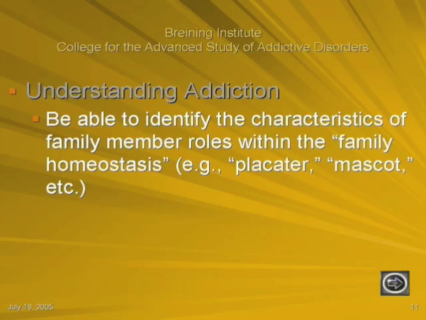Finally, know about family homeostasis, which is a balance or equilibrium that runs through families. It's a balancing behavior that shifts in response to changes that occur within the family, such as the placator, the blamer, the dependent. Know what the differences are between those characteristics and be able to differentiate between them, as well as talk about their similarities.